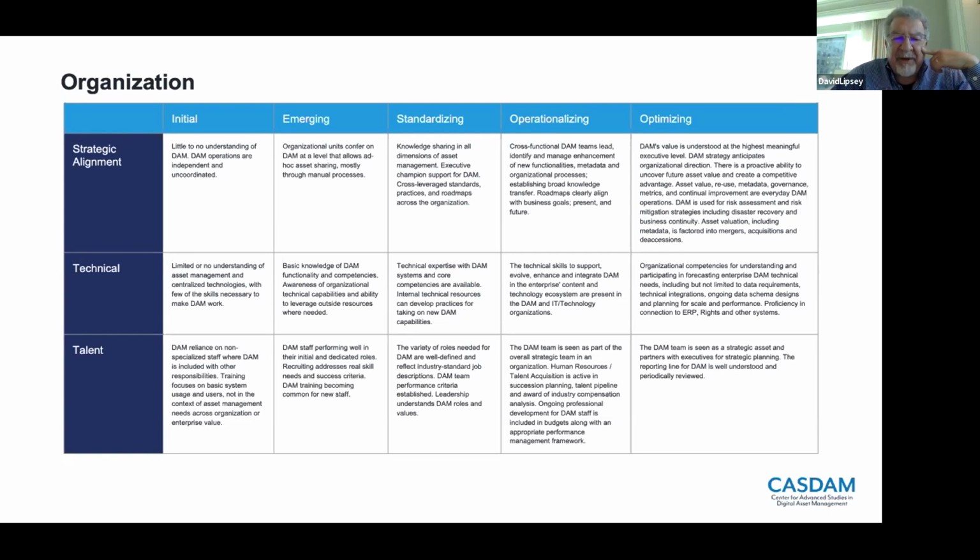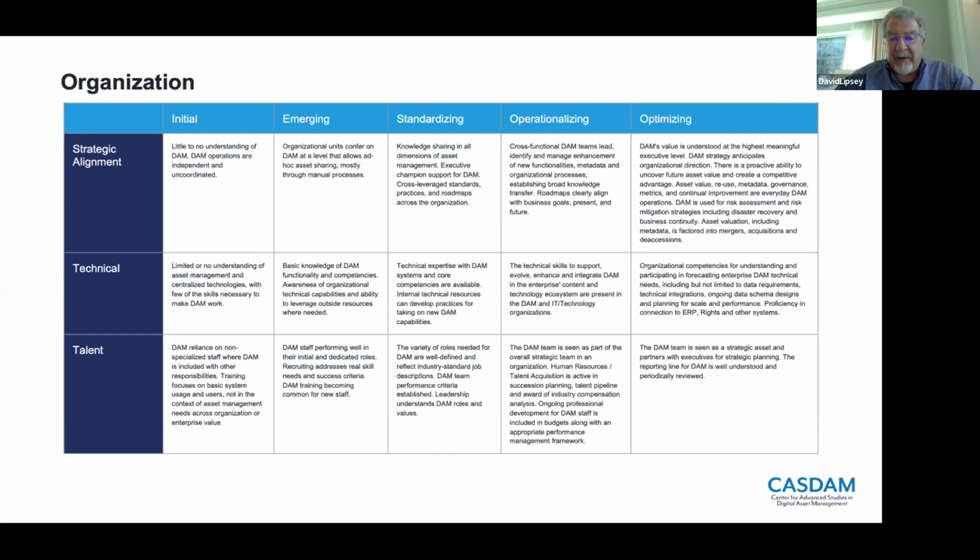The variety of roles needed for DAM are well defined and reflect industry standard job descriptions. Now we're asking our HR department to understand there's a profession in DAM. There are now job descriptions that require certification in DAM, either from Rutgers or from taking the classes at Henry Stewart. To date, largely the role of a DAM manager is entirely self-defined. It's whatever the job description says. And we want to change that.